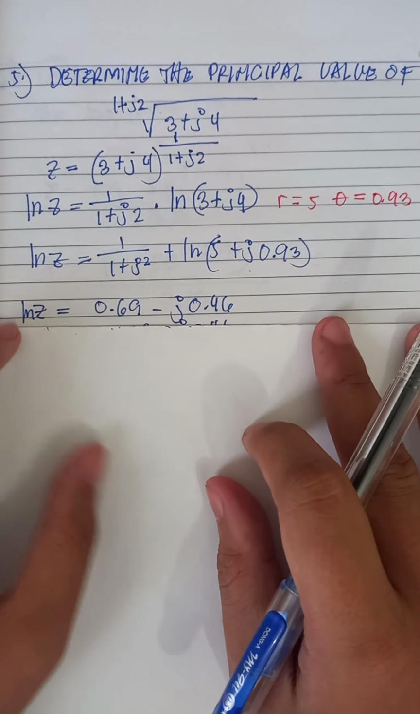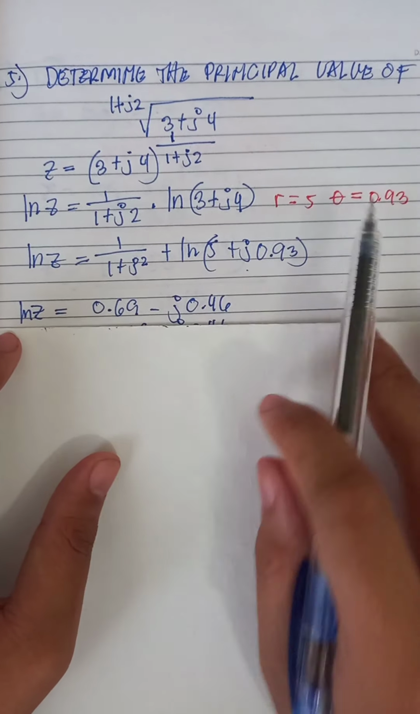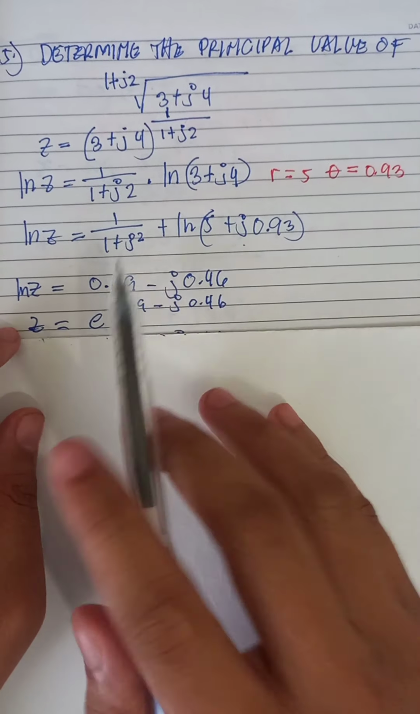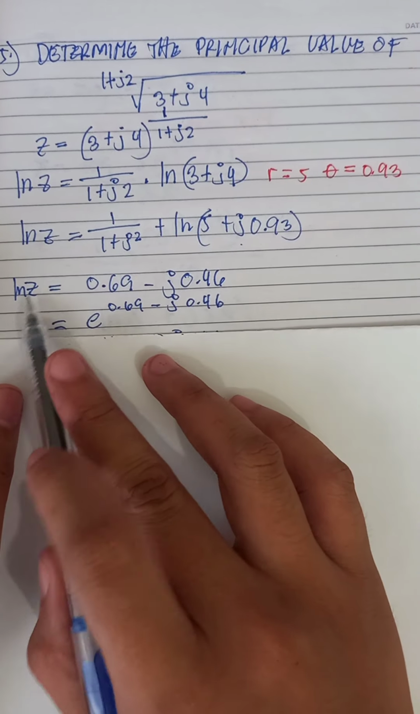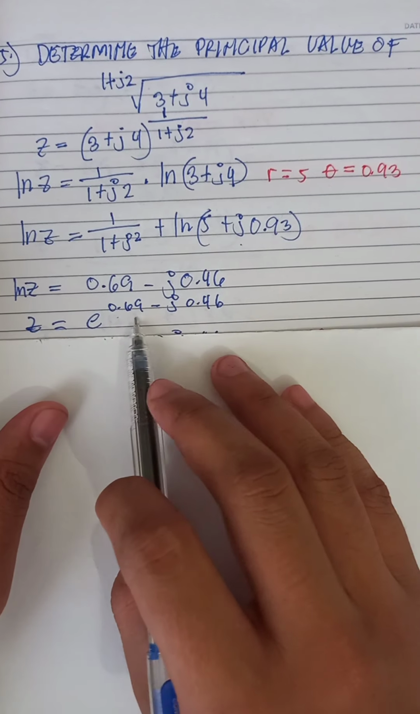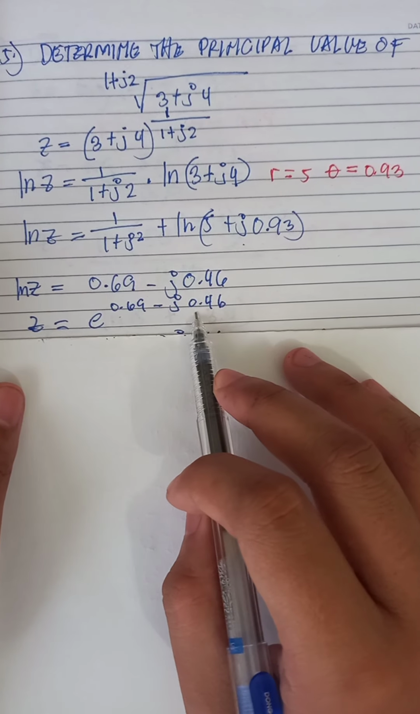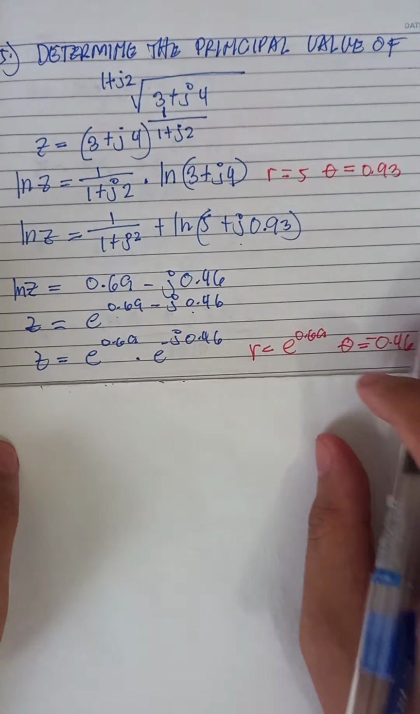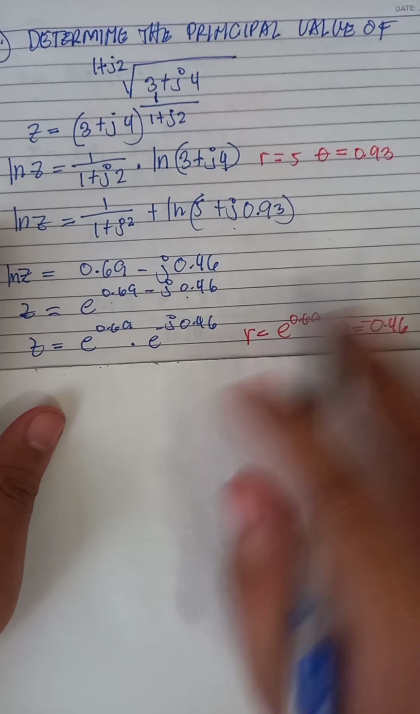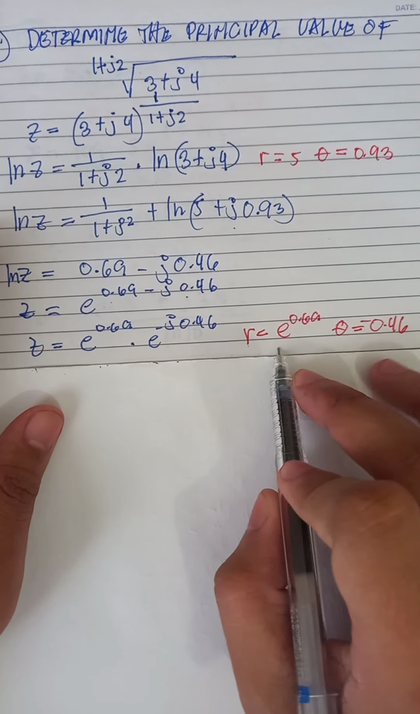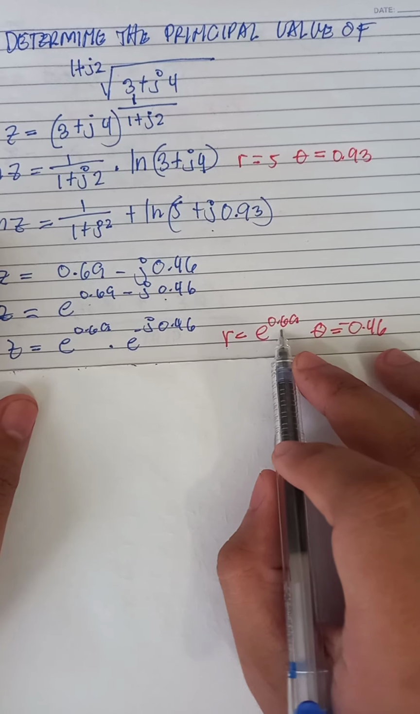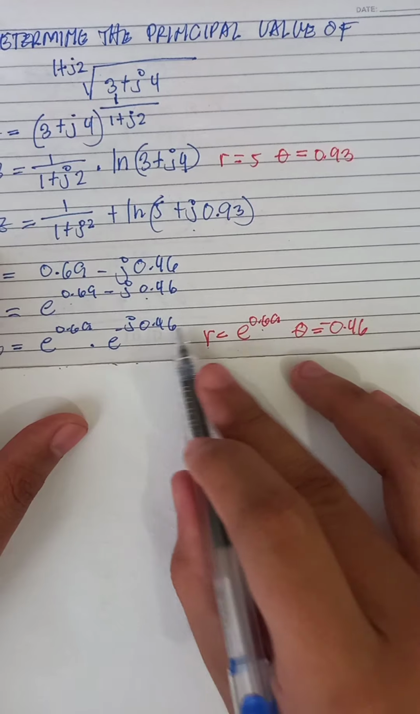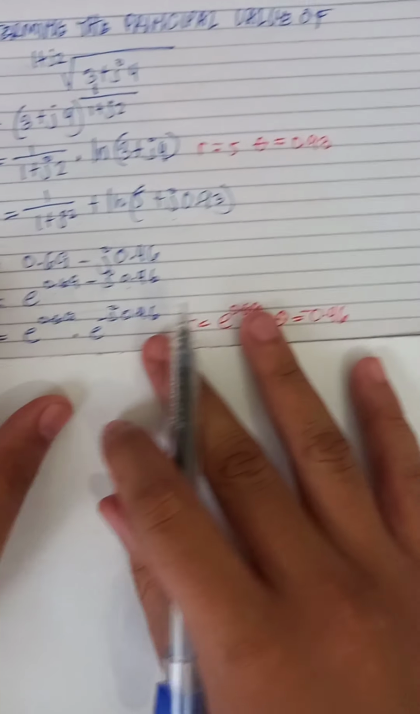And then the next step is we have to calculate this using a calculator in complex form. So the next step is we have to perform Euler's rule so that we can cancel ln. So e raised to 0.69 minus j0.46. So the next step is we have to get the value of r, which is e raised to 0.69, and the angle is negative 0.46.